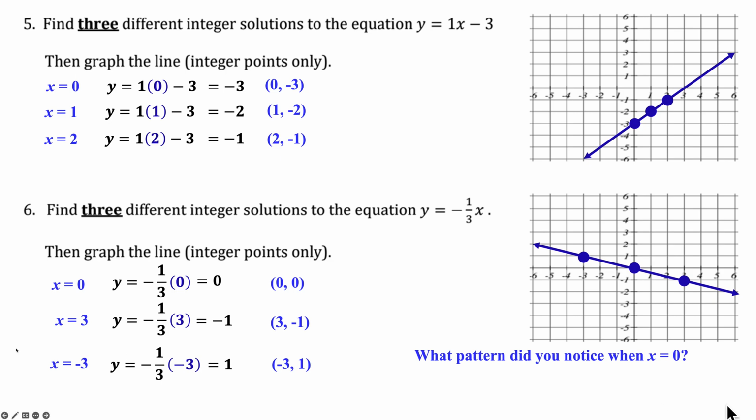So again, you should recognize anytime you put x equals 0 in for x, the constant is your y-intercept. Here, everything's zeroed out, so I have a 0. All right.